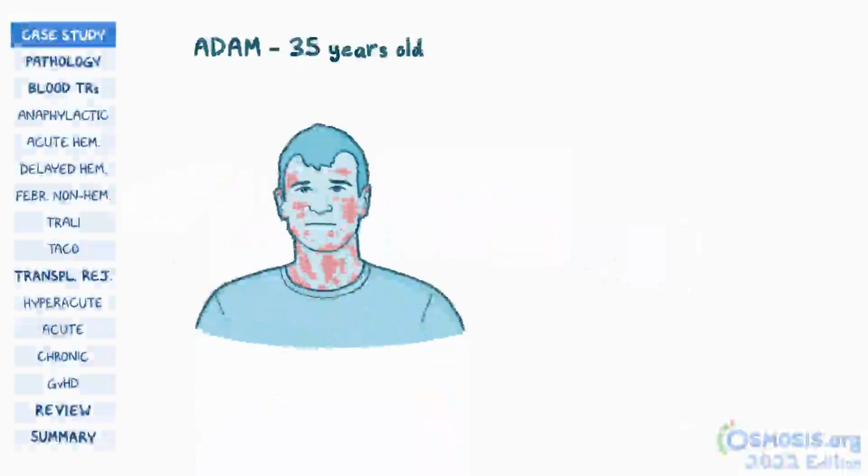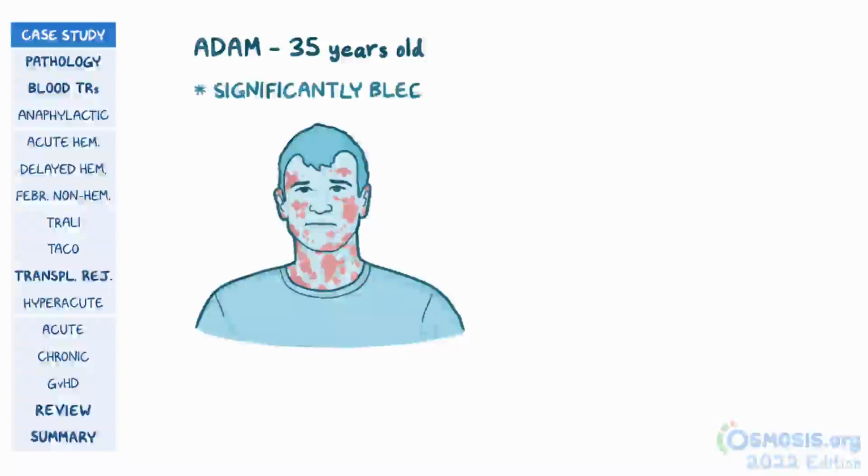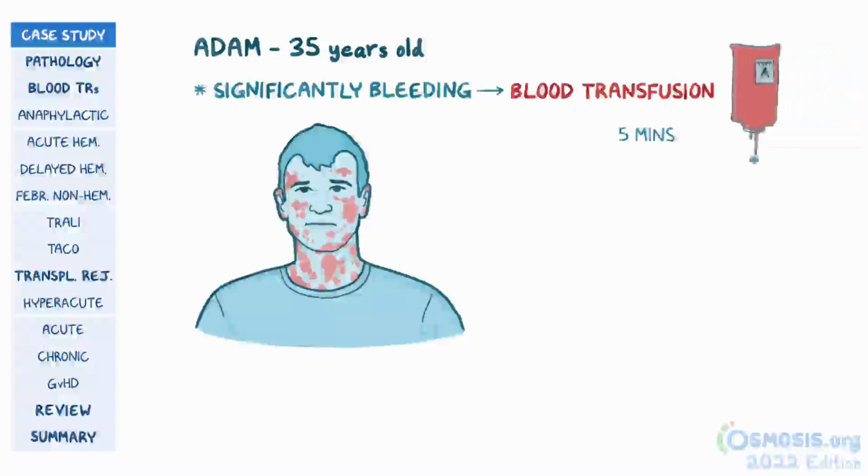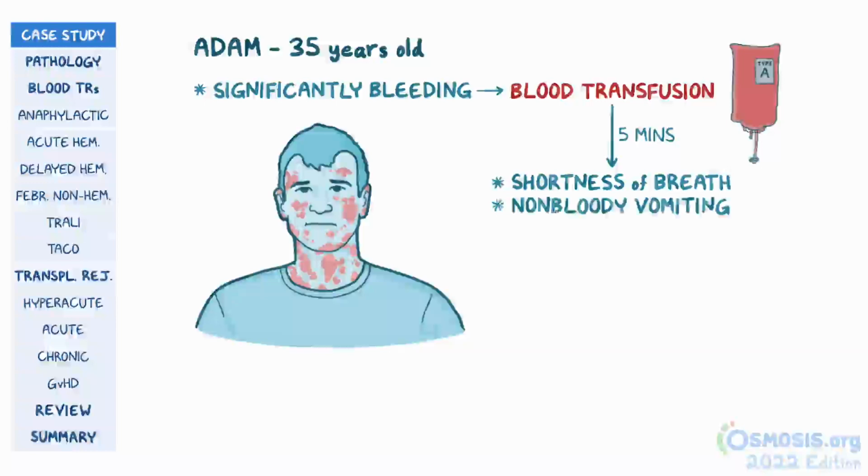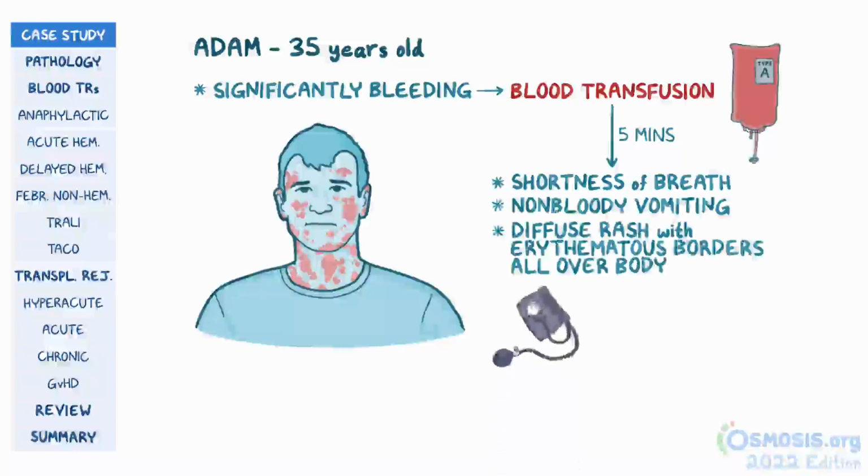35-year-old Adam is brought to the emergency department by an ambulance after being involved in a motor vehicle crash. Upon examination, you notice that he is significantly bleeding from his thigh, so you decide to give him a blood transfusion. 5 minutes later, he develops shortness of breath, one episode of non-bloody vomiting, and a diffuse rash with erythematous borders starts to appear all over his body. Also, his blood pressure drops to 60/40 millimeters of mercury.